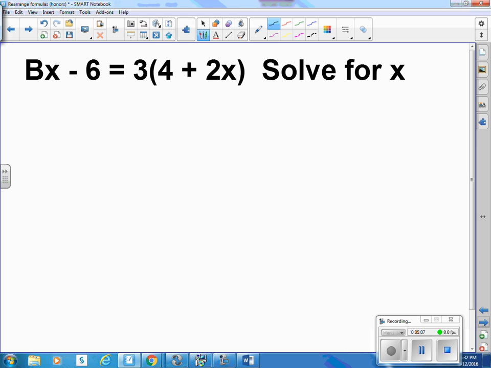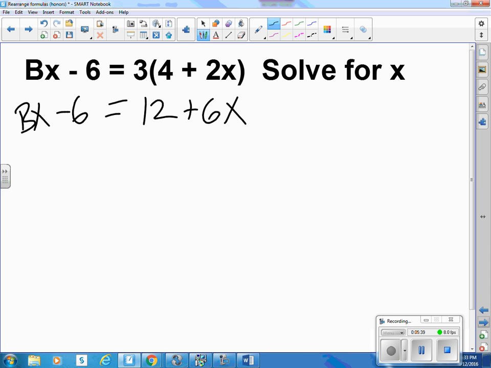bx minus 6 equals 3 times 4 plus 2x. Solve that for x. Well, let's try to get all of the x terms together, but we need to multiply by 3 first, I believe. So 3 times 4 is 12. 3 times 2x is 6x. So now we have bx minus 6 is equal to 12 plus 6x.